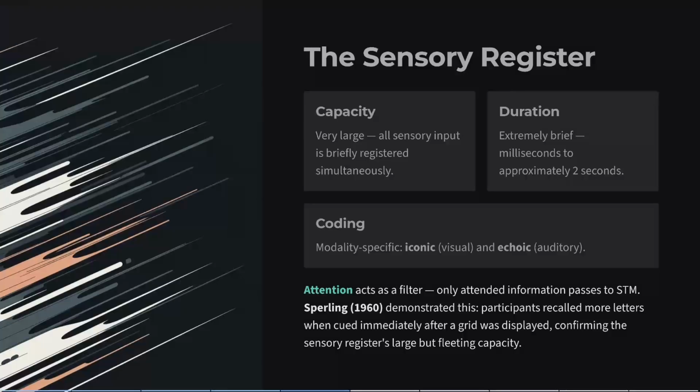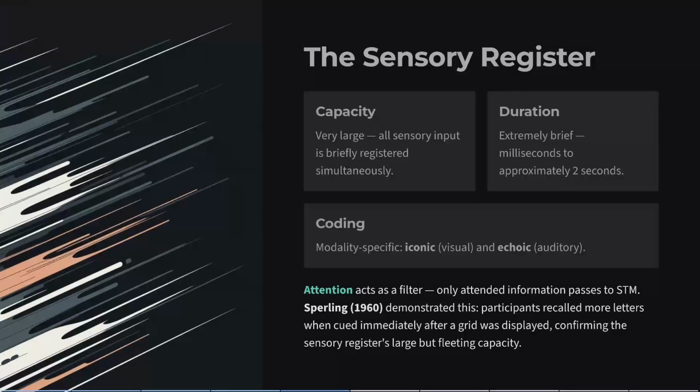George Sperling's 1960 experiment is the key supporting study for the sensory register. He showed participants a grid of 12 letters, 3 rows of 4, for just 50 milliseconds. That is 1/20th of a second. When asked to recall the entire grid immediately, participants could only recall about 4 or 5 letters.